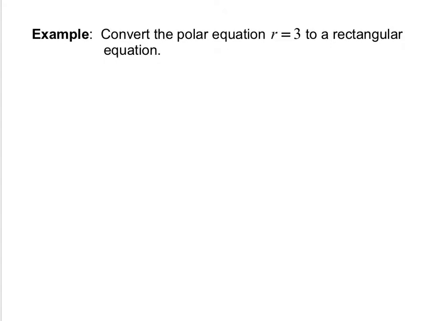Changing an equation from polar to rectangular takes a little more ingenuity. So let's take a look at this one. If it tells me that r equals 3, and it doesn't tell me anything about theta, then theta can be anything. So think of all the points in which r equals 3. If I were to graph that, all the points where r equals 3 would be all of the points that are 3 units away from the pole.